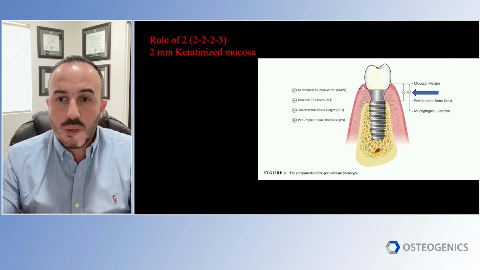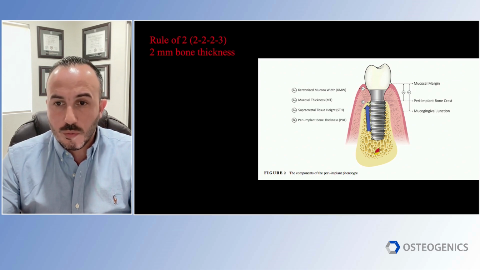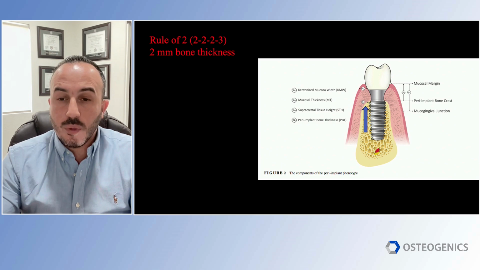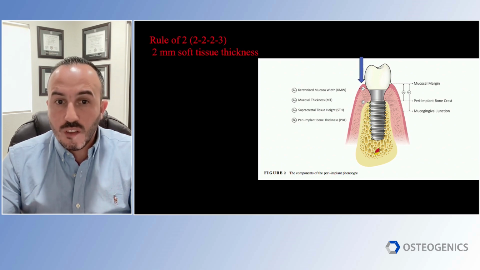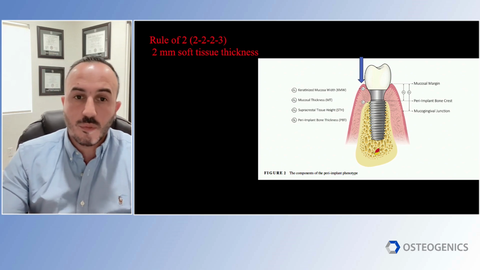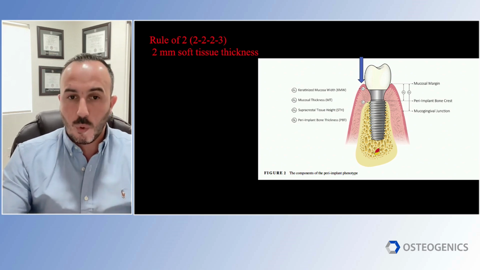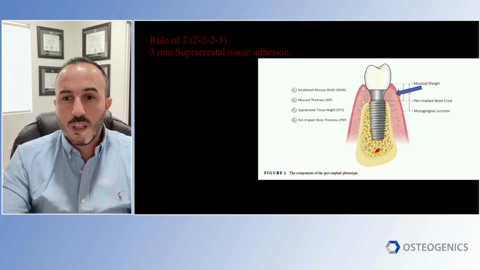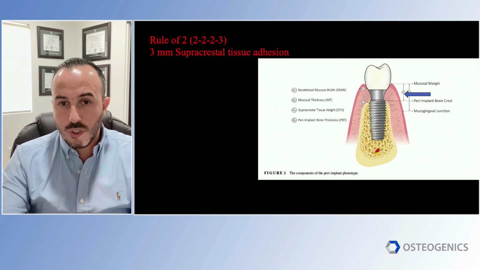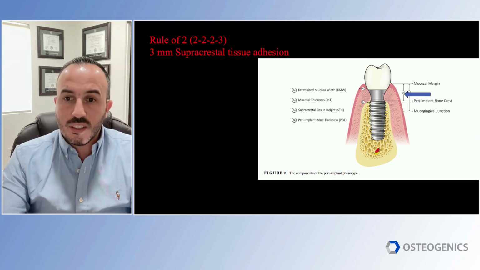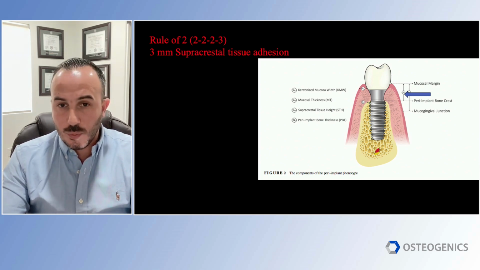So what are the requirements that we need around the implants? We would like to have 2 millimeters of keratinized mucosa from the mucogingival junction to the mucosal margin. We want 2 millimeters of bone thickness. We also want 2 millimeters of soft tissue thickness, and there are a lot of studies from Dr. Tavelli's group about the importance of the thickness. In addition, last but not least, 3 millimeters of supracrestal tissue adhesion. And as I mentioned, it is an adhesion, not an attachment.